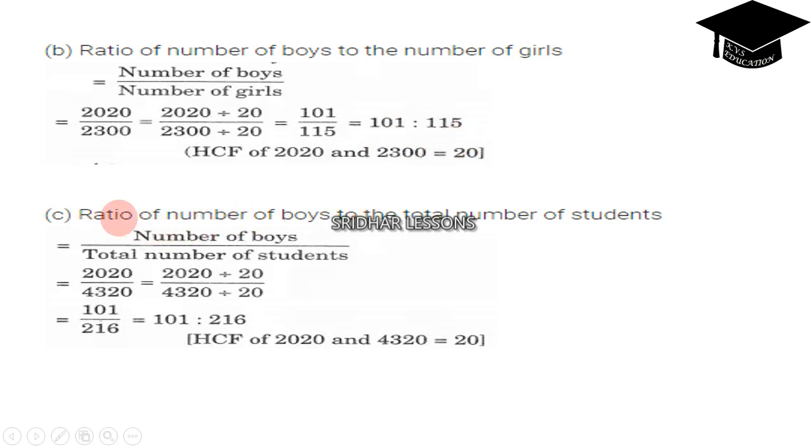And question number C, the ratio of number of boys to the total number of students. We know the number of boys is 2,020 by 4,320. This is total number of students. 20 cancels here 101 and 4,320, it is 216. So we can write this as 101 by 216, or this is equal to 101 is to 216. The required fraction is 101 is to 216.